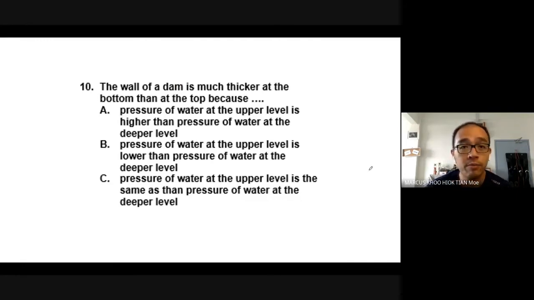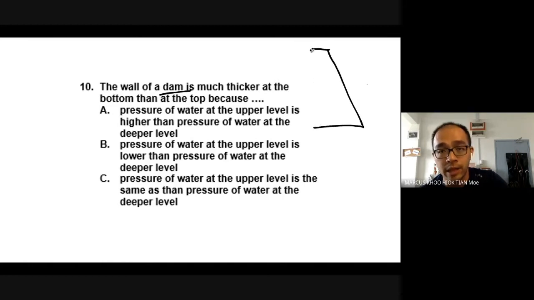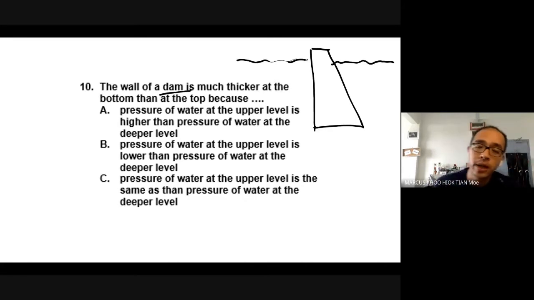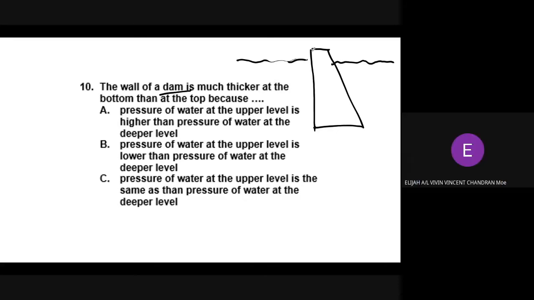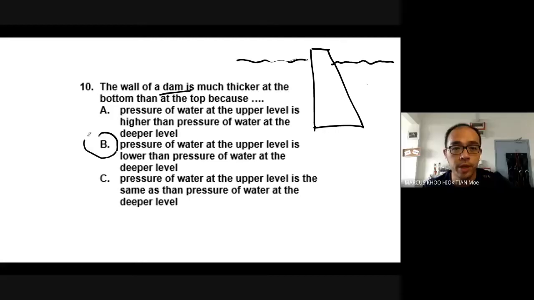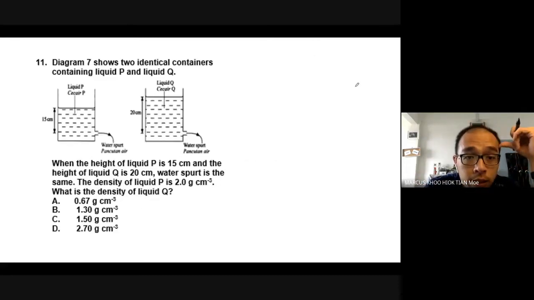I discussed this yesterday briefly, but I just want to remind you again. The wall of the dam is much thicker at the bottom than it is at the top. So you remember the dam video we saw yesterday, dam, D-A-M, please, Wilson. The wall of the dam is much thicker at the bottom, although this is the surface of the water. So why is this so? Elijah, why don't you answer this? B. Pressure of the water at the upper level is lower than pressure at the deeper level. Obviously, because the deeper you are, the bigger the pressure of the water. Good.